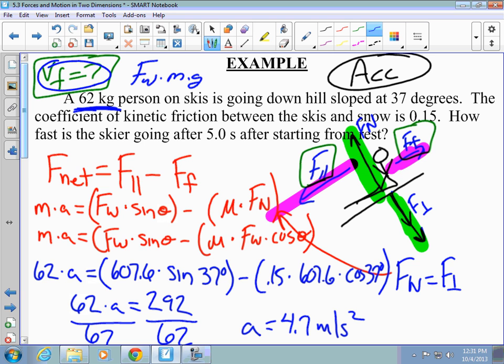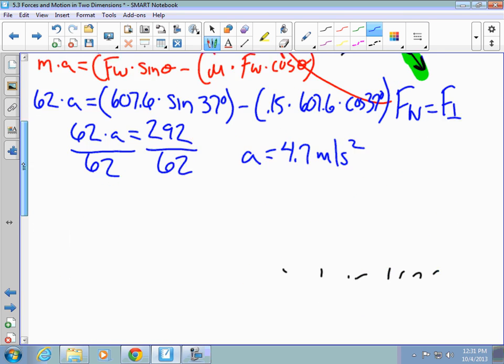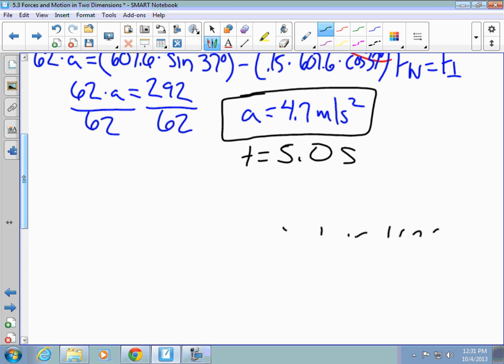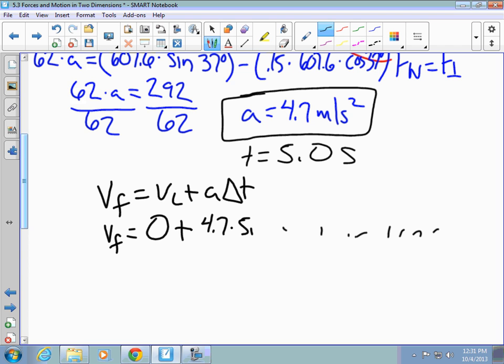We want the final velocity. Let's look on that note card. What do we have for final velocity equations? With acceleration and time. We have our acceleration here, and we know our time is 5 seconds. This is pretty easy considering that VF is equal to VI plus a times change in t. We're solving for VF. We started from rest, so we take 4.7 times 5.0, and our final velocity ends up being 24 meters per second with sig figs considered.